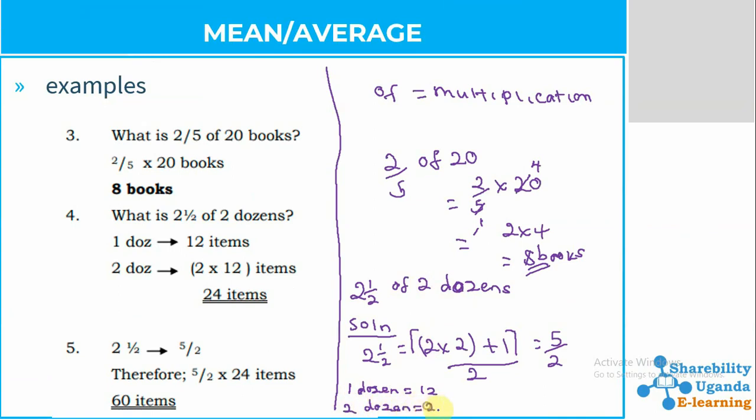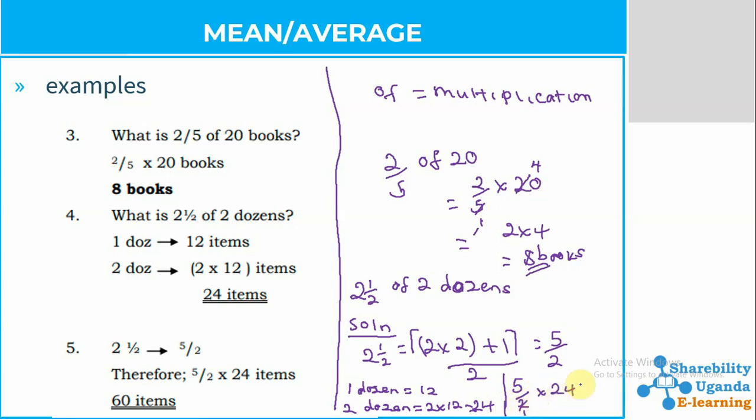2 dozen will be equal to 2 times 12, which is going to be 24. So now this simply means when they said this 2 whole number, 1 out of 2 dozens, they wanted you to find 5 out of 2 times the 24.